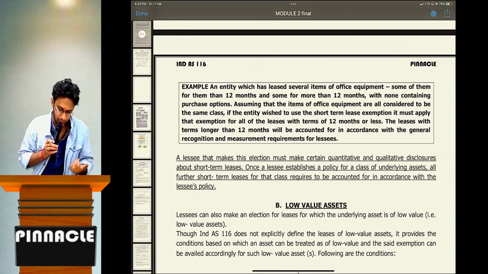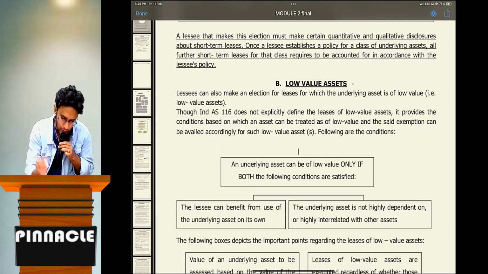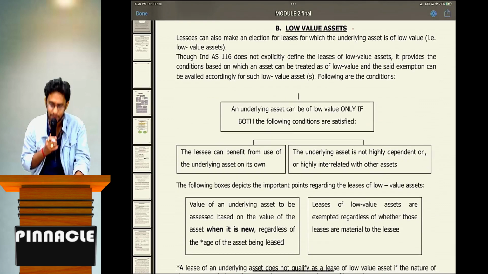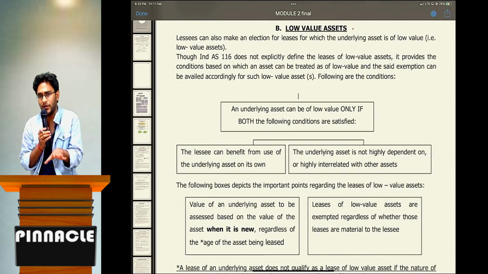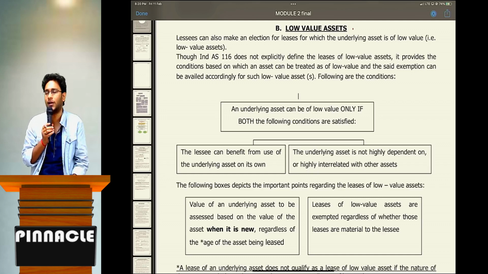That was the only example I wrote, sir. Next, the second category is low value assets. Now, sir, what is a low value asset? The standard does not define it. What is a low value asset? The standard does not define it. So then how will you understand?